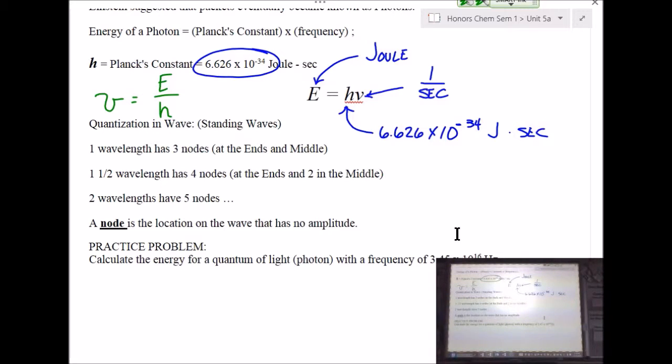When you start a problem, be sure that you show it either this way or this way to start off. Make sure you know which variable you're looking for. If you're looking for the frequency, start with that. If you're looking for the energy, start with that.